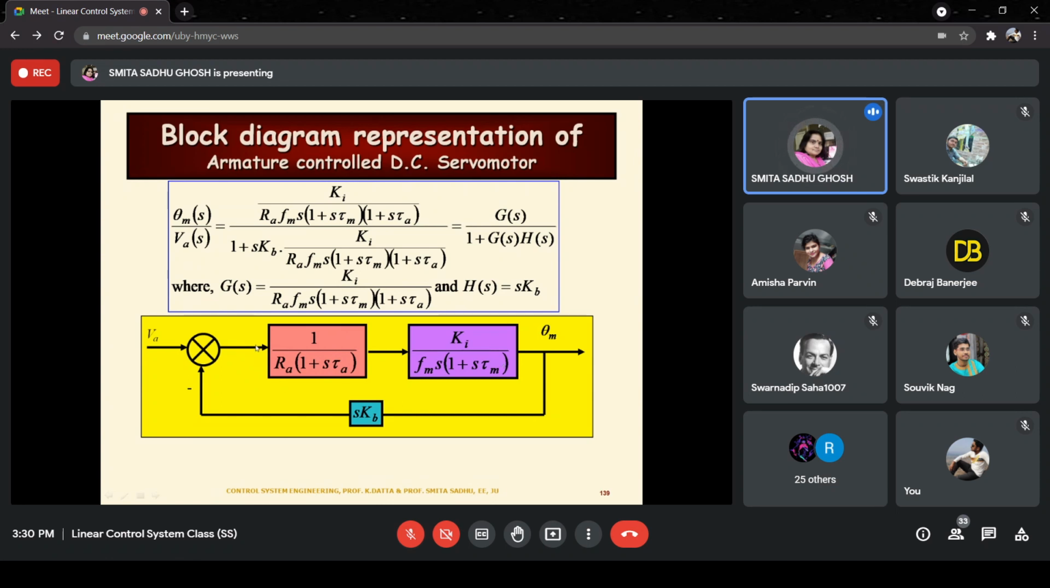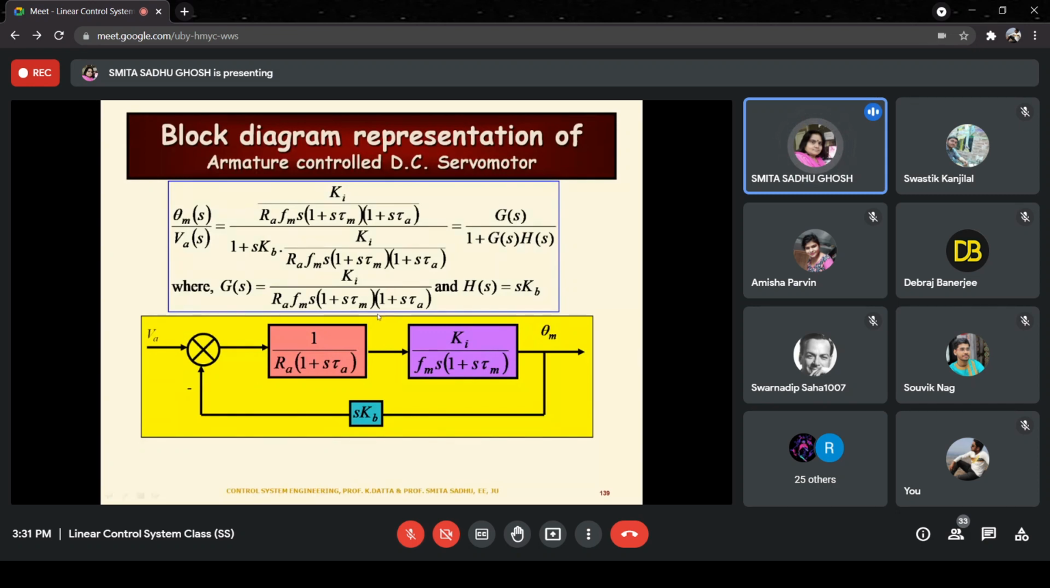So everything is over there. Also, we find that Va is the input to the system, and theta m is the output. In the feedback part, we have the transfer function H(s), which is given by s into Kb, and it comes with a negative sign, because if this were not a negative sign, actually this plus sign would have changed, it would have been minus.